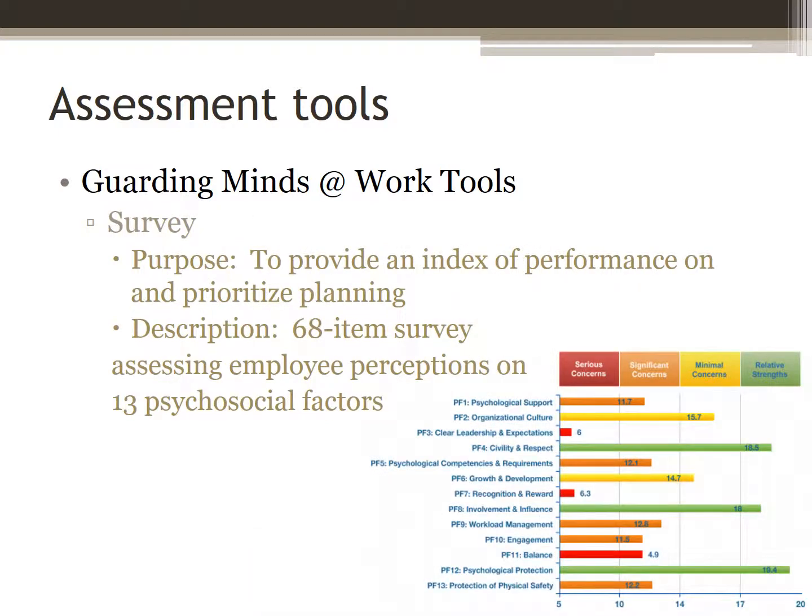The Guarding Minds at Work survey is a more comprehensive assessment of employee perceptions. All 13 psychosocial factors are assessed within 68 questions. A graph such as the one seen here compiles the results, allowing you to flag any concerns and make the significant ones your top priority. It is recommended that the organizational review and the survey are both conducted to provide both employer and employee perspectives. However, the survey can be done on its own too if your workplace lacks the data to do the organizational review accurately, or if just the employee perspective is necessary.